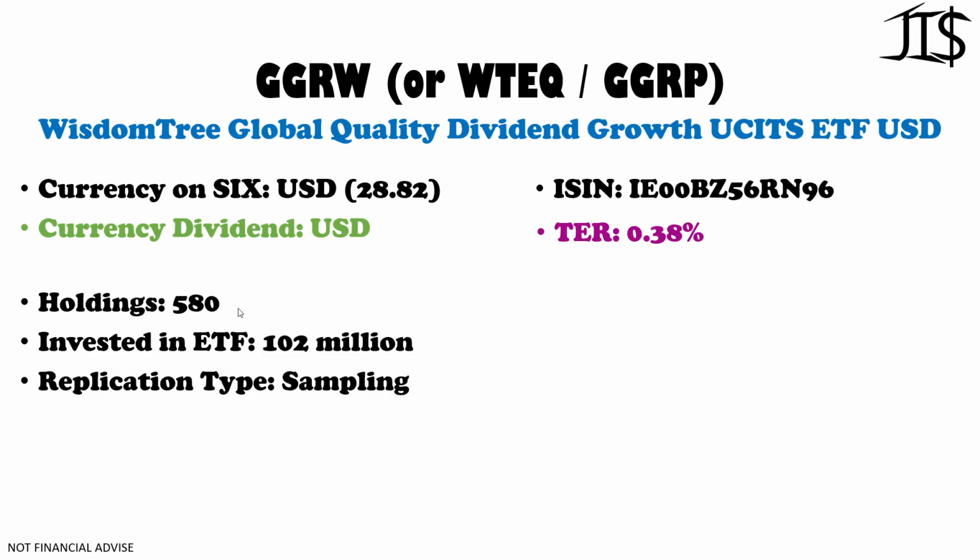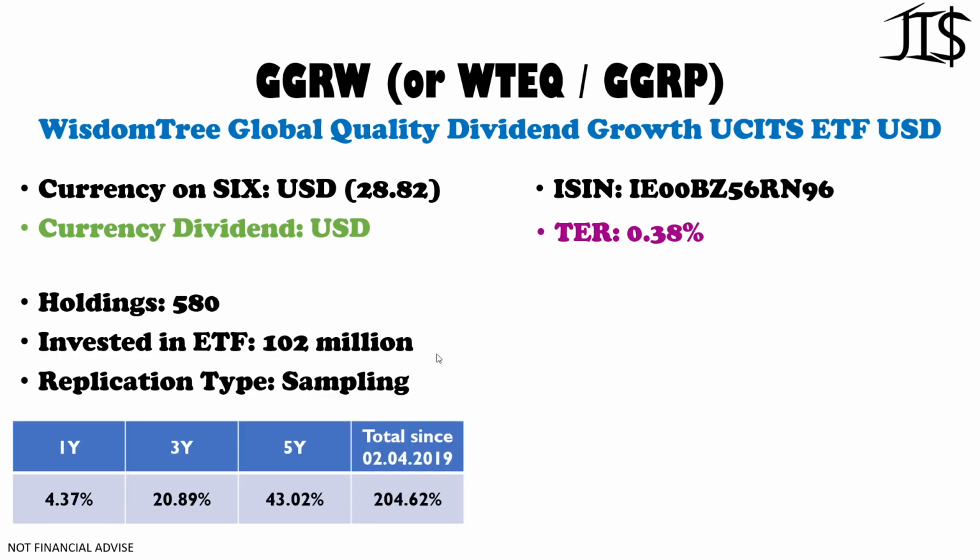The other one was, which one was it? It was the VHYL that had 1,700 companies under its belt, and there is 102 million invested in it. And it's also a sampling one, so one of the two sampling ETFs that I mentioned in this video.